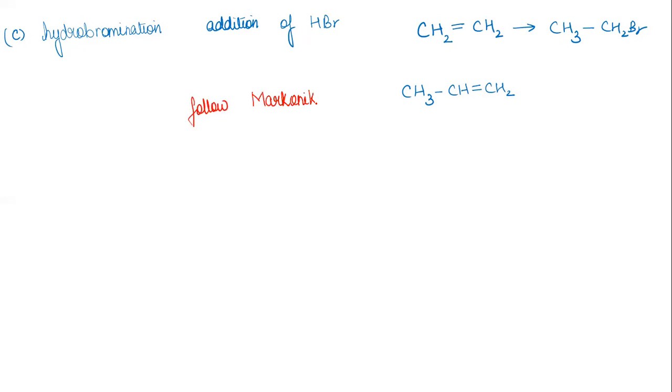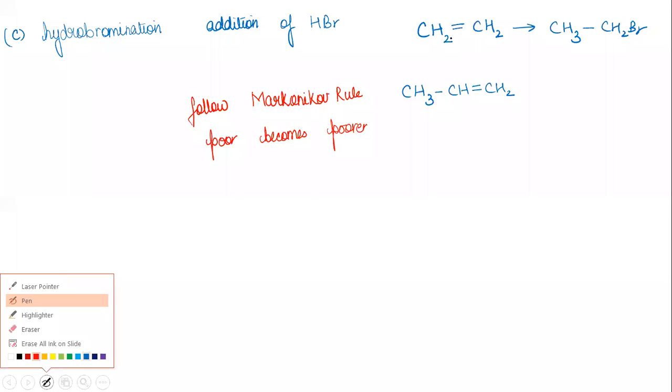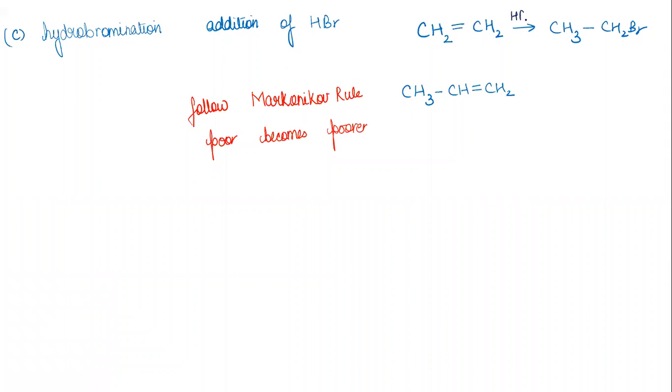If you don't remember the rule, no problem. What was its meaning? Poor becomes poorer. You remember? What does this stand for? Why am I writing poor becomes poorer? Ma'am, the one with more H gets more. To whom will hydrogen go, CH or CH2? CH2, yes. And who will come here? Br. So that's what we mean by poor becomes poorer. This will be the major product.